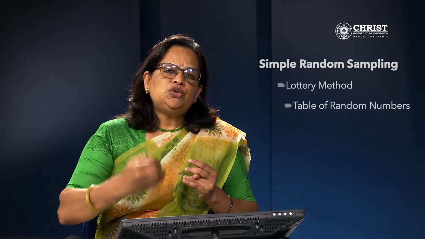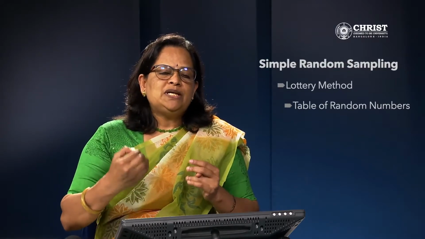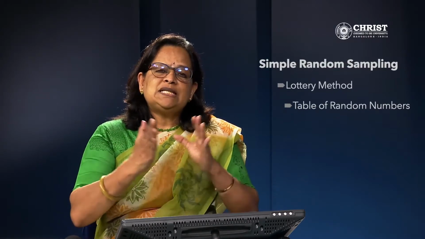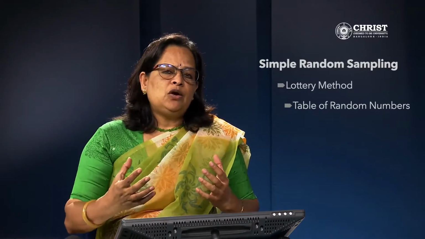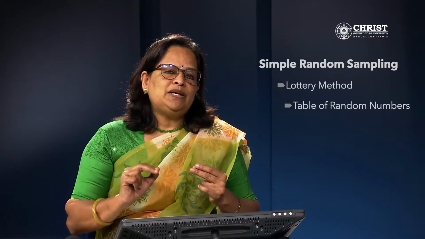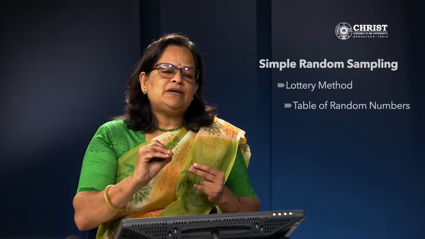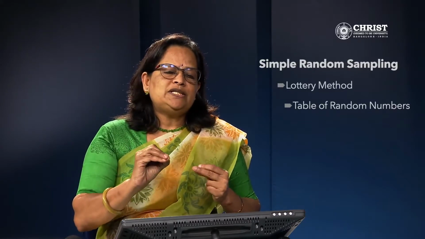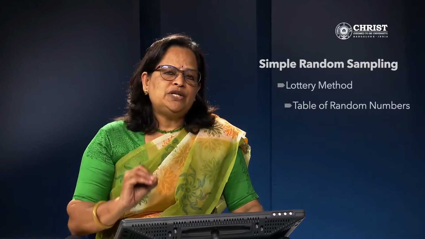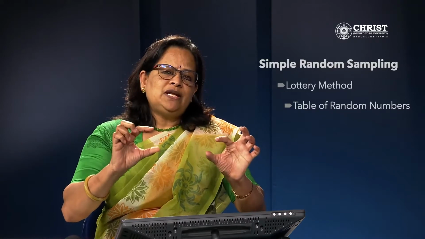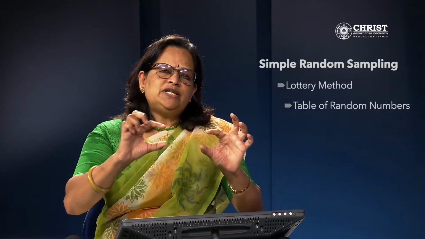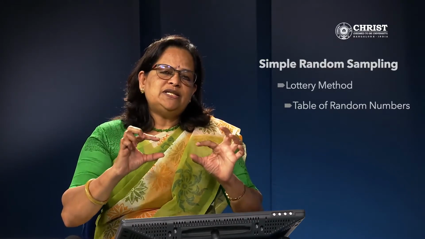The second one is the use of the table of random numbers. See, the table of random numbers is just like a log table. You have seen the log table, where 4-digit values are there. If you use the same example, 1000 students in the university, and we want to take 100 students, you have seen the log numbers: 4-digit numbers, 5 in each set.